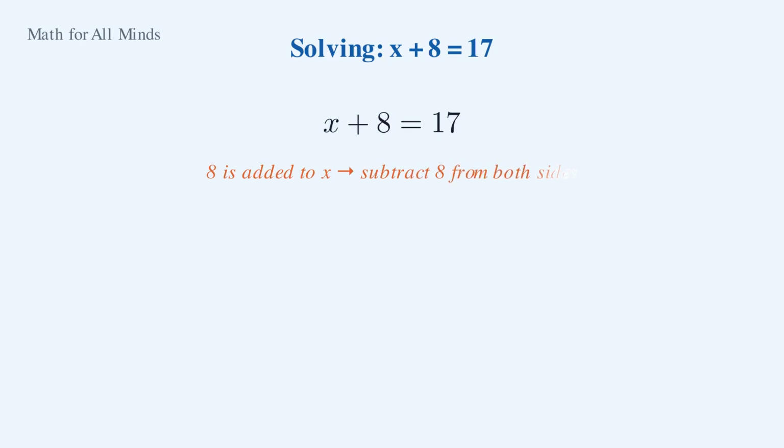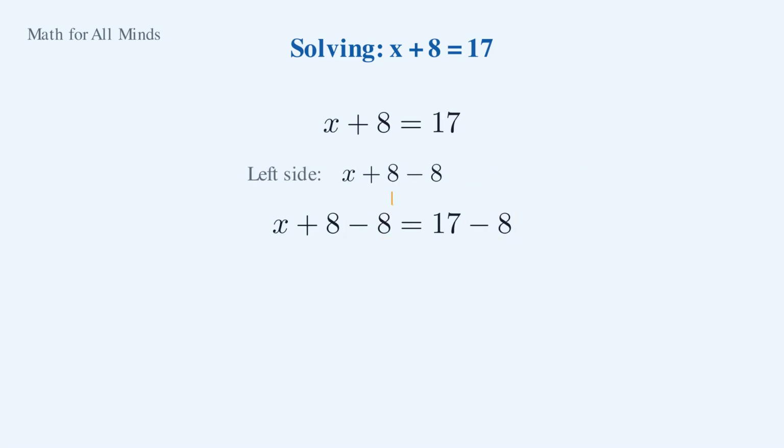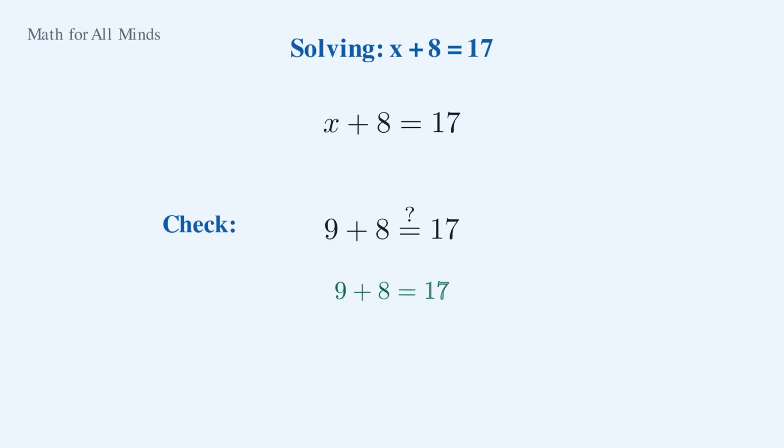The 8 is being added to x, so to undo that, we subtract 8 from both sides. On the left, 8 minus 8 is 0, leaving just x. On the right, 17 minus 8 is 9. So x equals 9. Let's check it. Substitute 9 back into the original. 9 plus 8 equals 17. True. Our solution works.